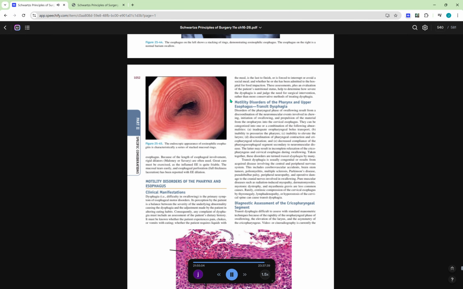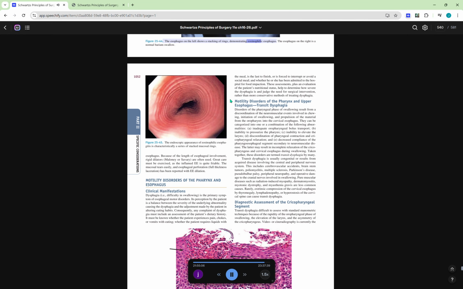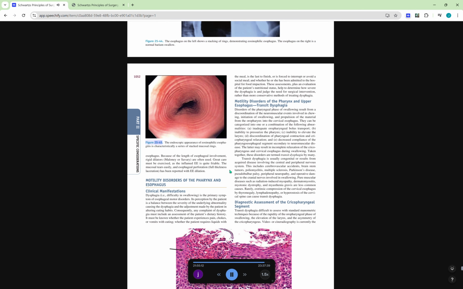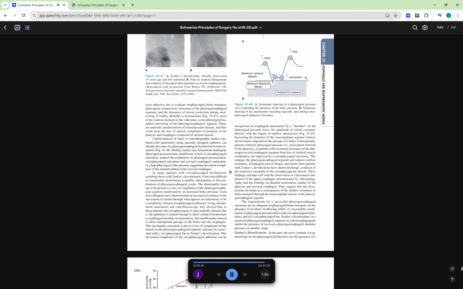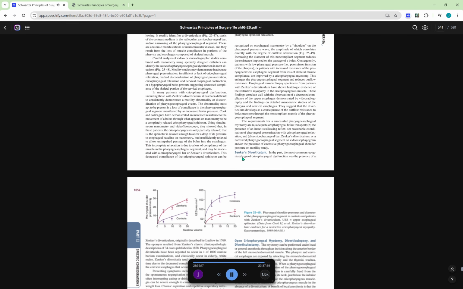Figure 25-44. The esophagus on the left shows a stacking of rings, demonstrating eosinophilic esophagus. The esophagus on the right is a normal barium swallow. Figure 25-45. The endoscopic appearance of eosinophilic esophagitis is characteristically a series of stacked mucosal rings.